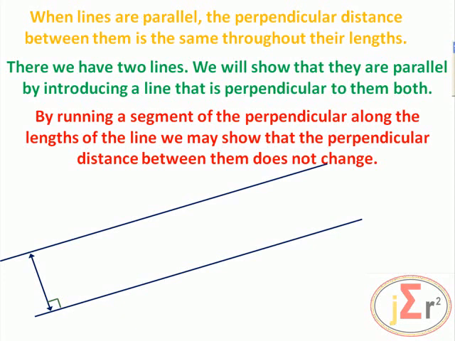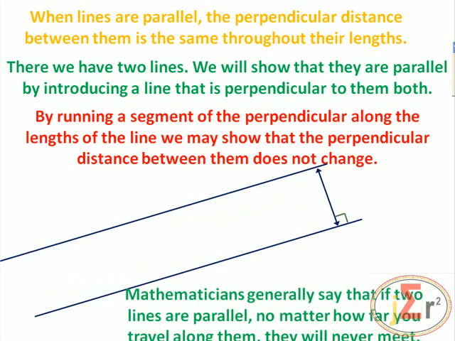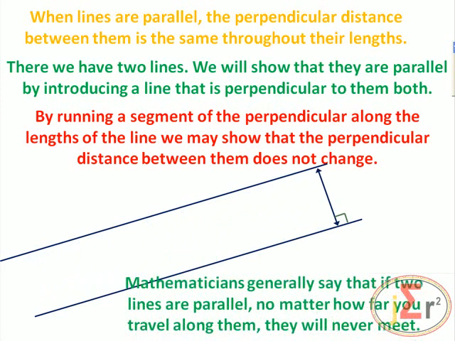the perpendicular distance between them does not change. So the perpendicular distance between the two lines does not change. It means that the two lines are parallel, because the perpendicular distance between them does not change.